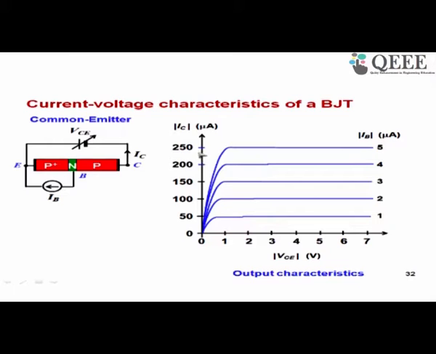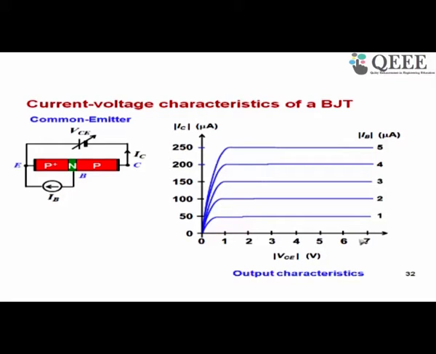The current is of the order of tens to few hundreds of microamperes. The voltage is in the order of volts, and the base current is of the order of microamperes. So while the collector current is of the order of tens to hundreds of microamperes, the base current is of the order of microamperes, and the voltage axis is of the order of volts.